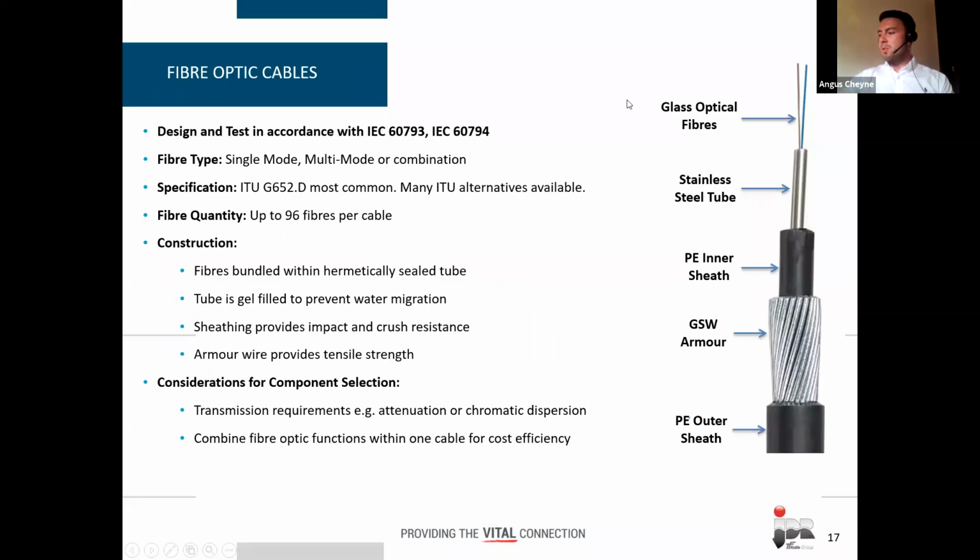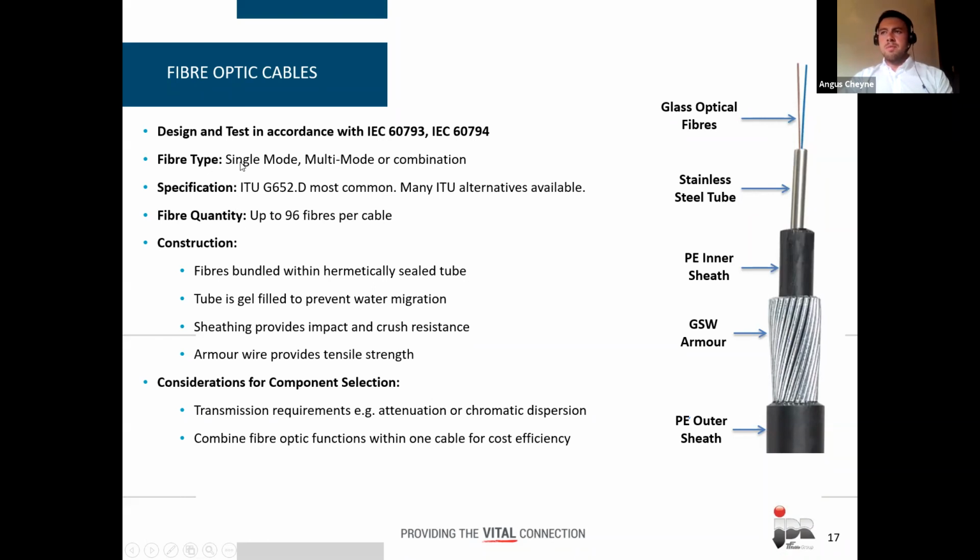So the final component that we're going to look at briefly is fiber optic cables. These are constructed as shown on the right here. You've got a number of optical fibers, glass optical fibers. You could have up to 96 in one cable. These are supported within a stainless steel tube, which is filled with a gel to support them and seal. You then have a layer of sheathing and armor that basically just provides protection to the inner fibers.